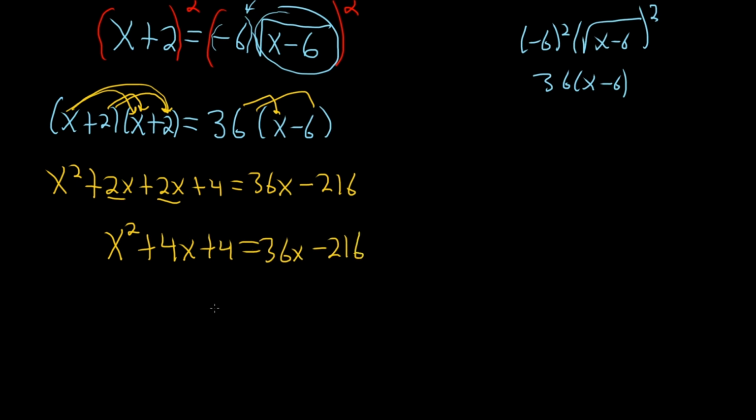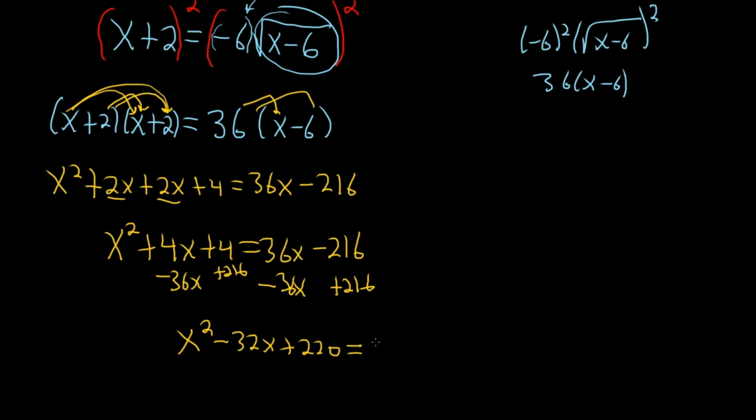So this is a quadratic equation. In general, when you have a quadratic equation, there's a bunch of ways to solve it. But pretty much all of those ways usually involve first setting it equal to 0. So let's go ahead and subtract the 36x and add the 216. Oh, this is going to be some fun factoring. So plus 216. This is going to give us x squared minus 32x plus 220. And that's equal to 0.